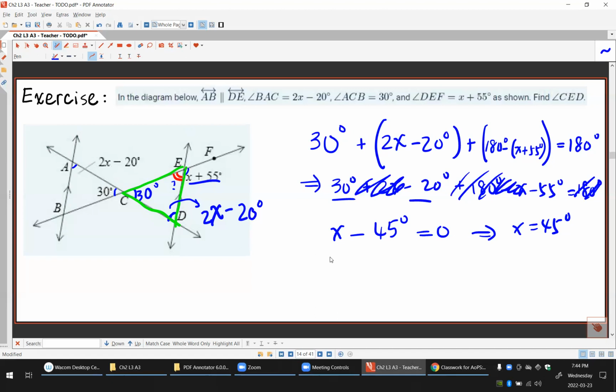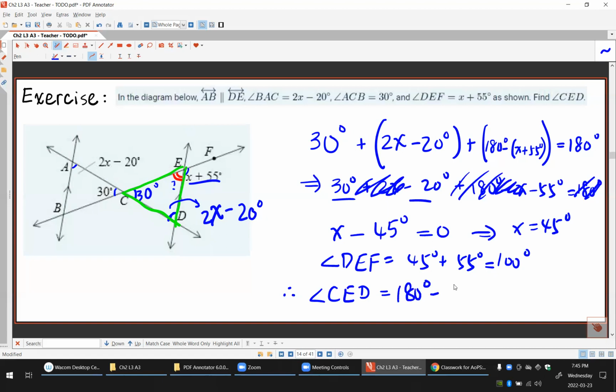Yeah. Therefore, angle DEF is known, which is 45 degrees plus 55 degrees, which is 100 degrees. Therefore, it is possible to solve angle CED. Angle CED is just 180 degrees minus 100 degrees, which is 80 degrees, right? You follow me?